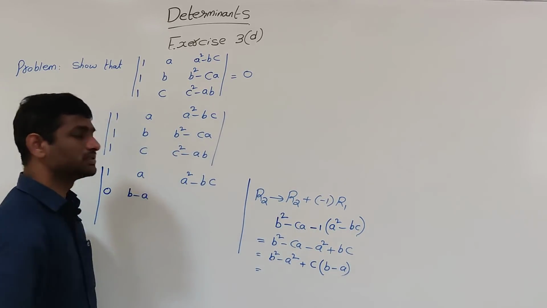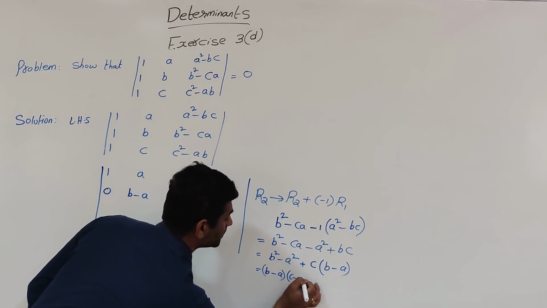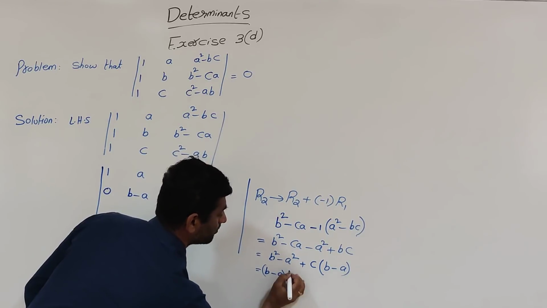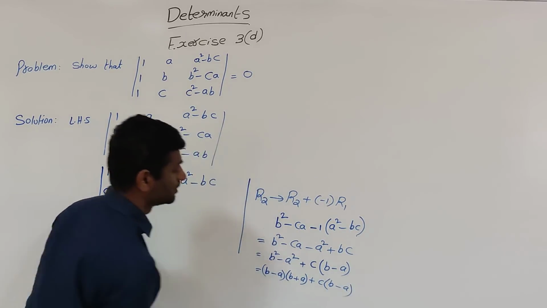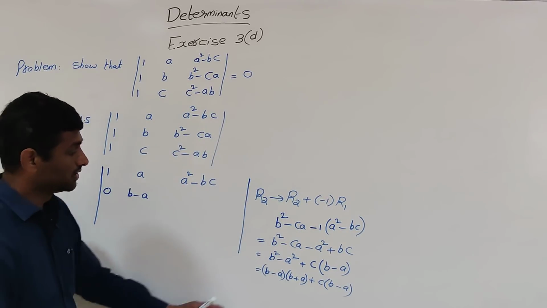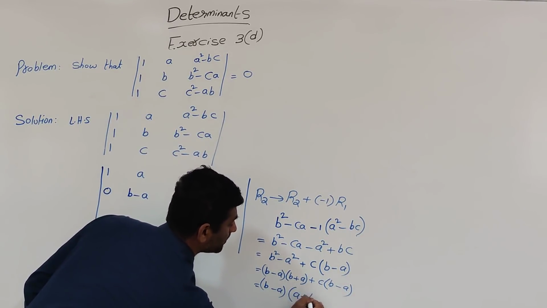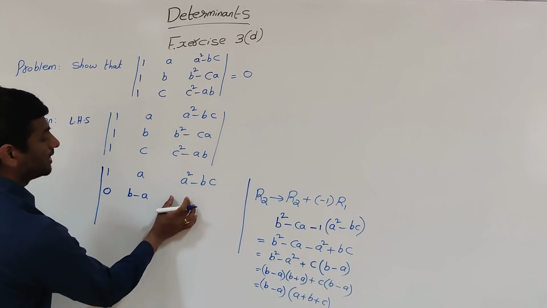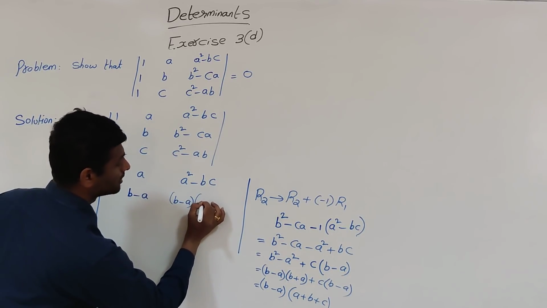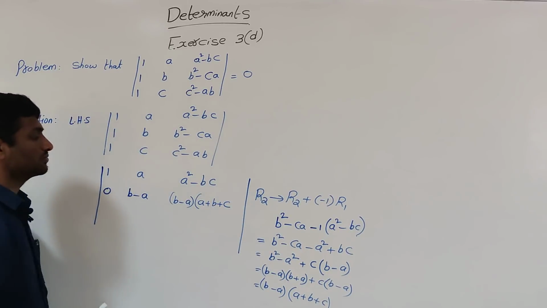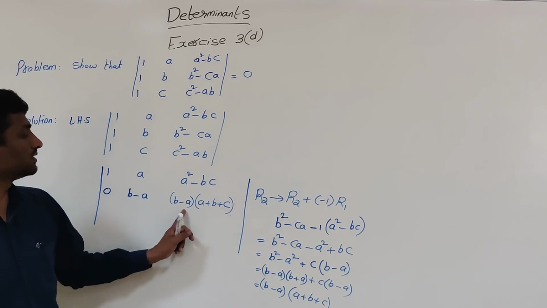Again, B square minus A square we can write as B minus A into B plus A, plus C times B minus A. If you simplify further, again B minus A is common. So what will be left? A plus B plus C. So the value here will be B minus A times A plus B plus C. If you practice, you will get this value.